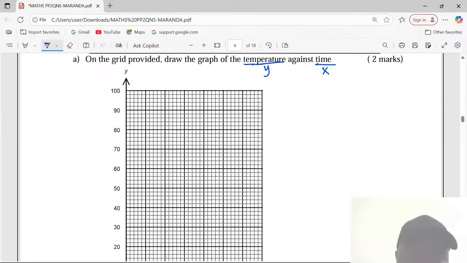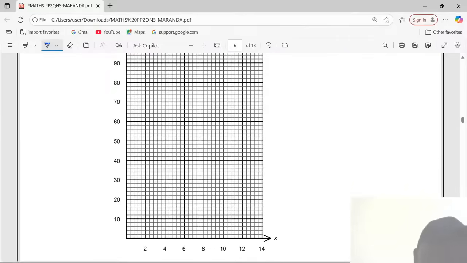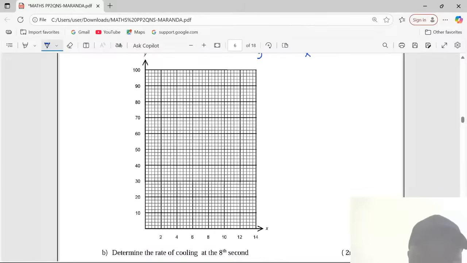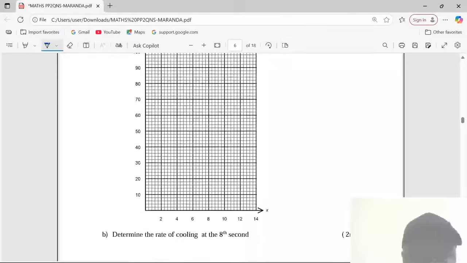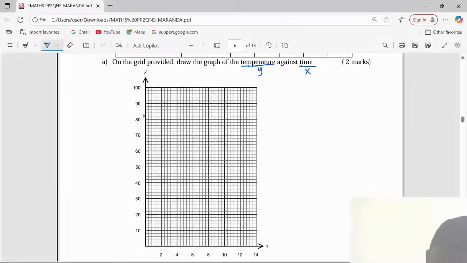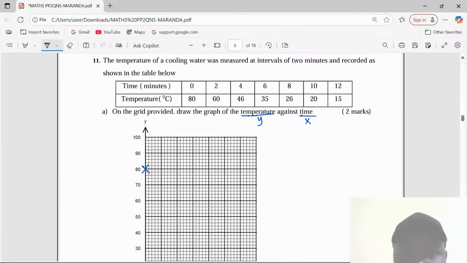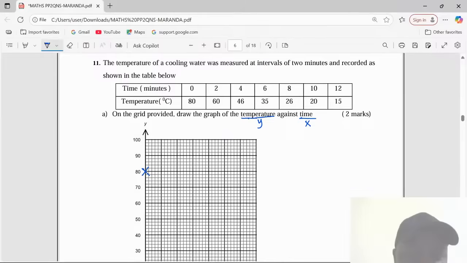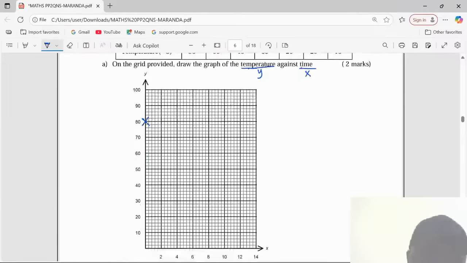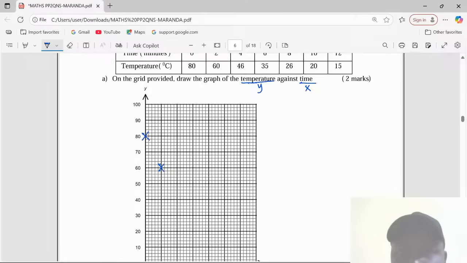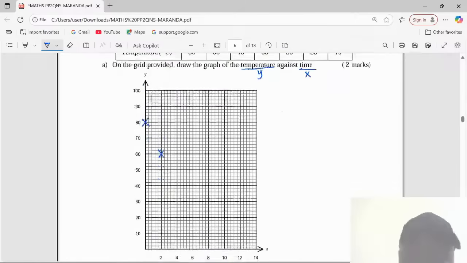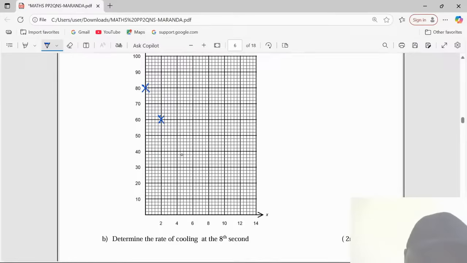So the axes have already been labeled. The examiner is really very lenient to us. So 0 against 80, that is our first point. Remember, it is cooling water. So at 2 minutes, 60, that way. Then 4 minutes, 46. So 46 shall be here.